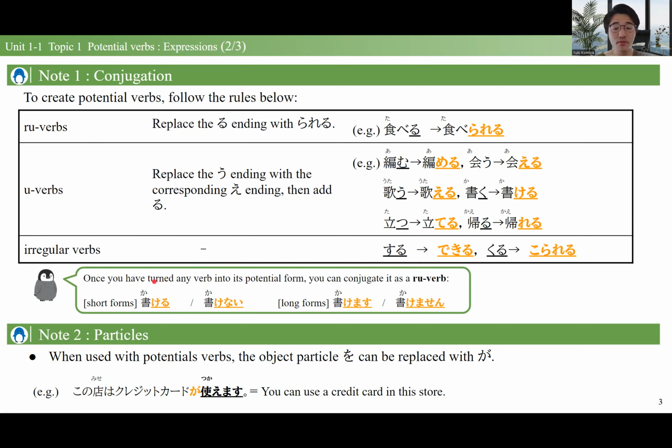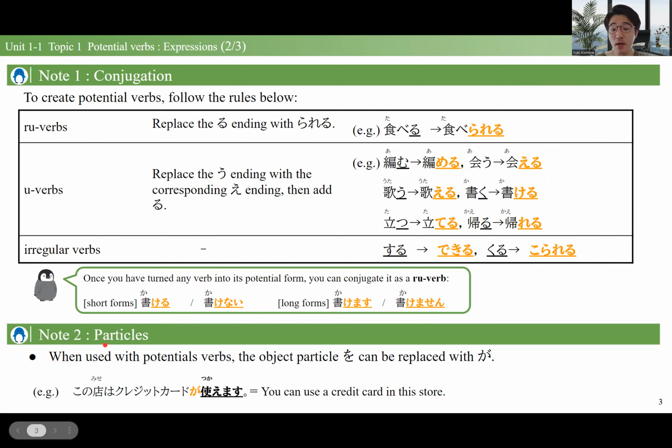Conjugation-wise, once you have made the potential forms, the potential verbs, you can treat all of them as ru verbs. So if you take kakeru, you can write, for example. The short forms will be kakeru and kakenai. Long forms, kakemasu, kakemasen. So once you have the potential forms, they're all ru verbs.